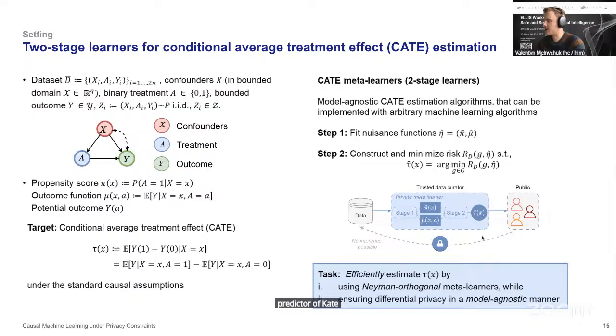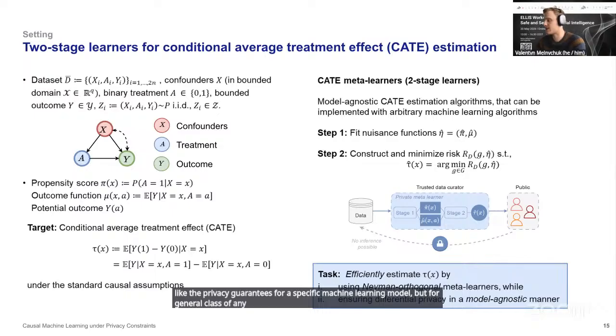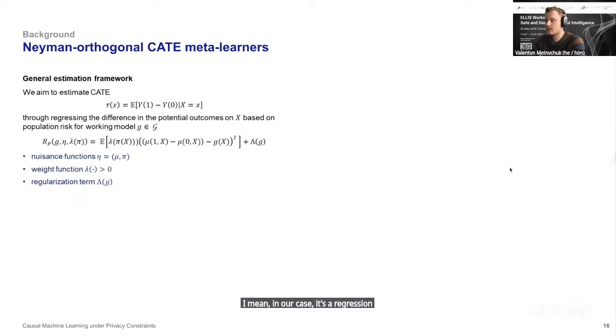Yeah, in a model agnostic way, so that we don't develop privacy guarantees for a specific machine learning model, but for a general class of any possible regression or classification. I mean, in our case, it's a regression. And here, I'm just going to quickly go through Neyman orthogonality and Neyman orthogonal meta-learners.